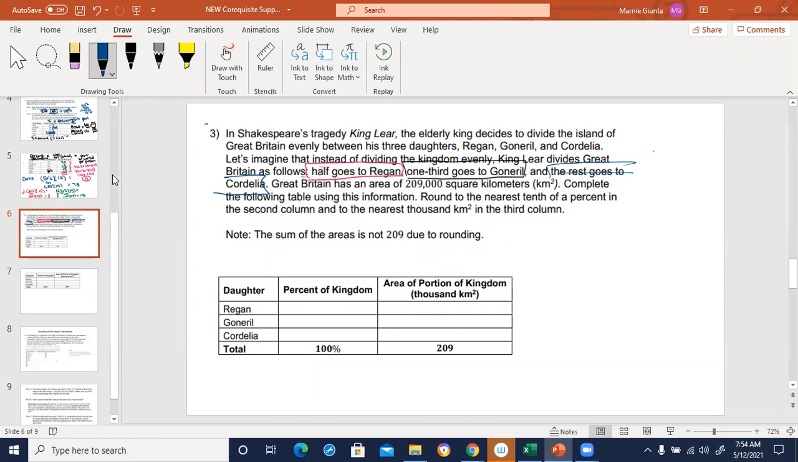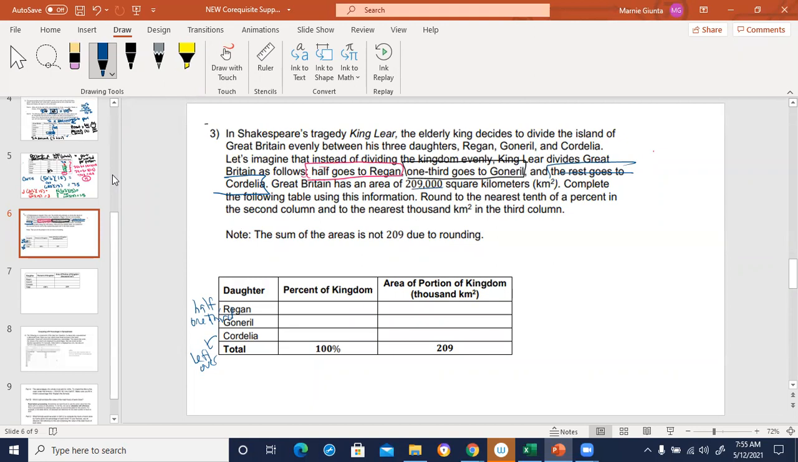Okay, so we've got our 3 pieces. Regan is getting half. Goneril is getting 1/3. And Cordelia gets the leftover, whatever is left over. Great Britain has an area of 209,000 square kilometers. So he is splitting up his kingdom how he described, and this is the total amount of the kingdom that he is splitting up.